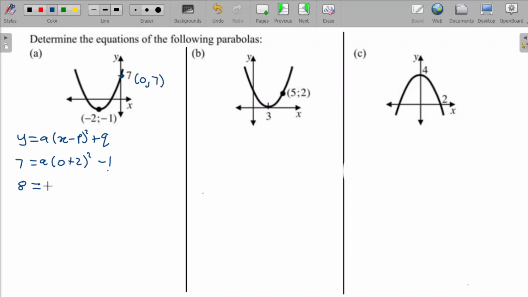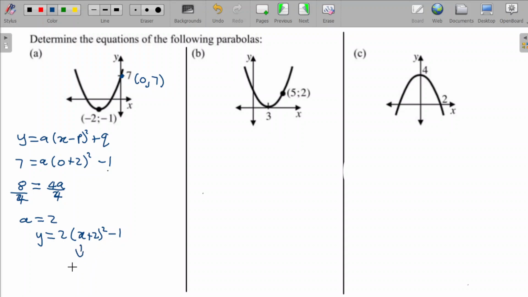this one is going to give us 4a, and then we divide by 4, and then my value of a is going to be 2. And then from here, the equation is going to be equals 2 times (x plus 2) all squared, and then minus 1.